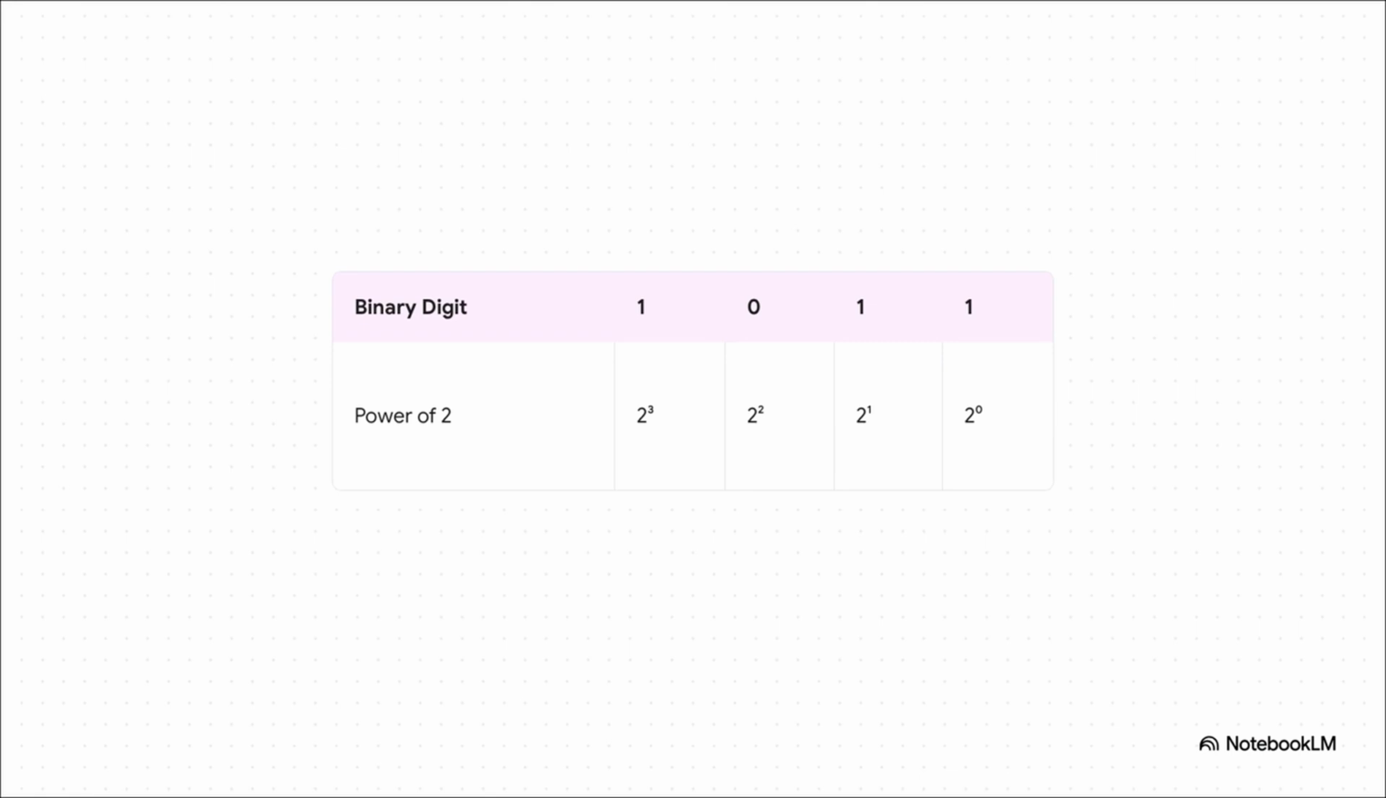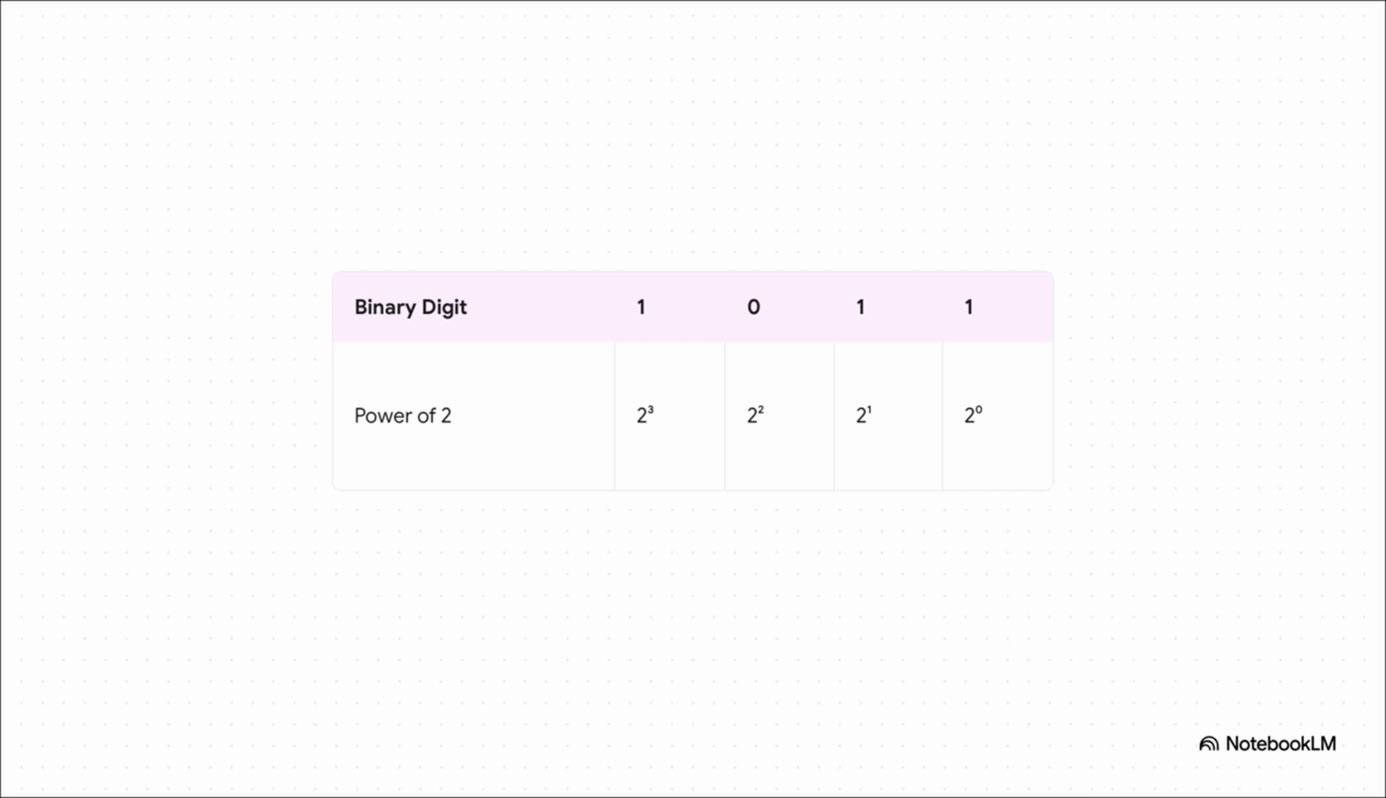For the number 1011, we start from the rightmost digit. That one gets the first position, which is 2 to the power of 0. Moving to the left, the next one is in the 2 to the power of 1 position. The 0 is in the 2 squared position. And the 1 on the far left is in the 2 cubed position.